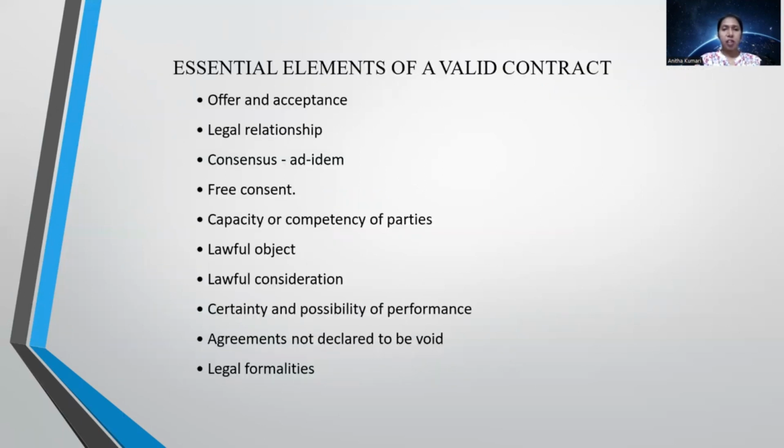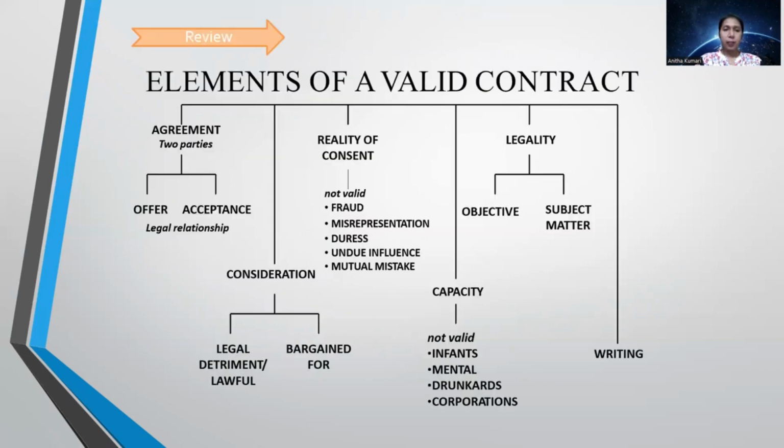These are the 10 essential elements of a valid contract: offer and acceptance, legal relationship, consensus ad idem, free consent, capacity or competency of the parties, lawful object, lawful consideration, certainty and possibility of performance, agreement not declared to be void, and legal formalities. So these are the essential elements of a valid contract given in brief.